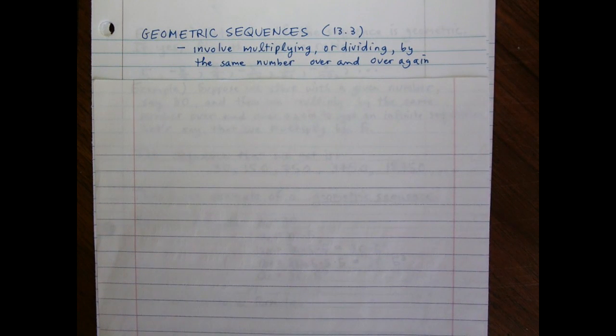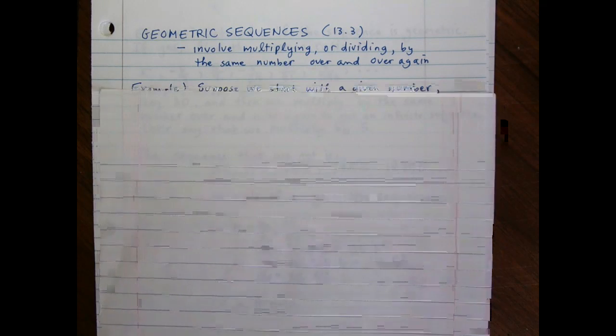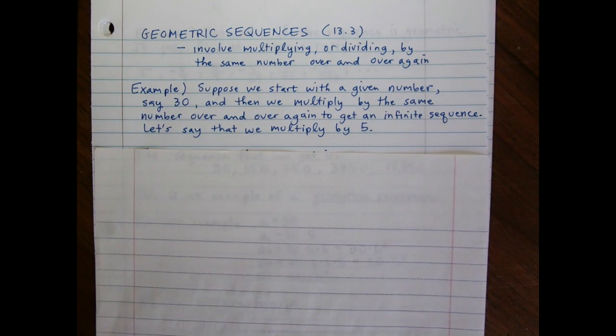Now we're going to start looking at another special kind of sequence called a geometric sequence. Geometric sequences are dealt with in section 13.3, and they involve multiplying or dividing by the same number over and over again. So there are a lot of comparisons we can make between arithmetic sequences that involve adding or subtracting and geometric sequences that involve multiplying or dividing.